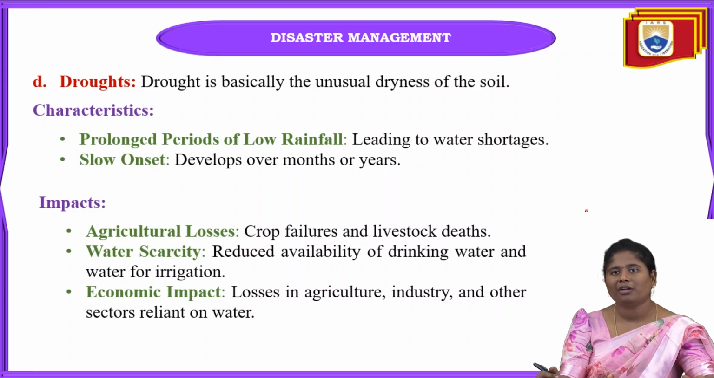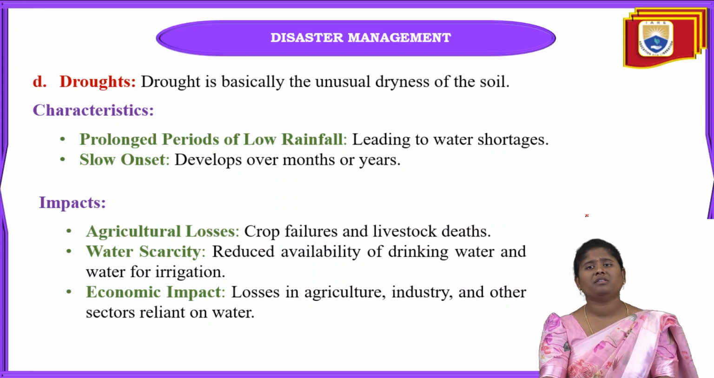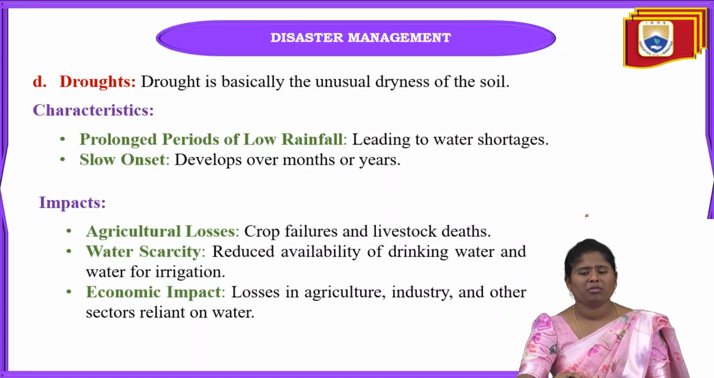If there is no agriculture, automatically no crop growth will be there, and there will be death of livestock. These all happen in this agricultural impact. And next is water scarcity. When there is a reduction in rainfall, there will be very little or reduced availability of drinking water, and water for irrigation will not be there at that time.